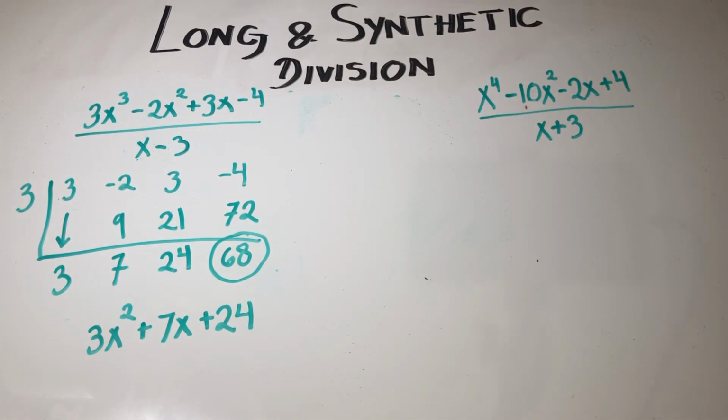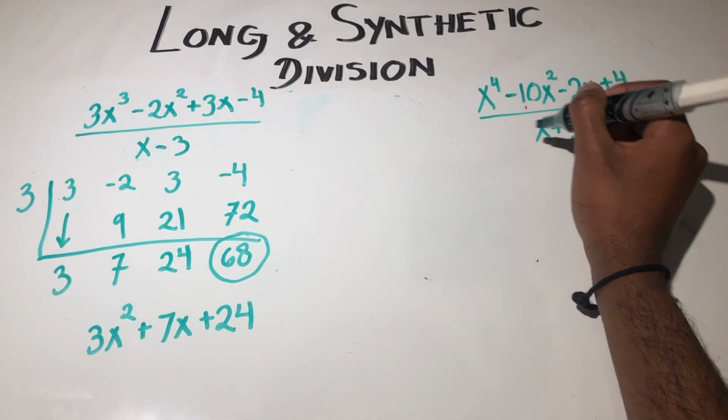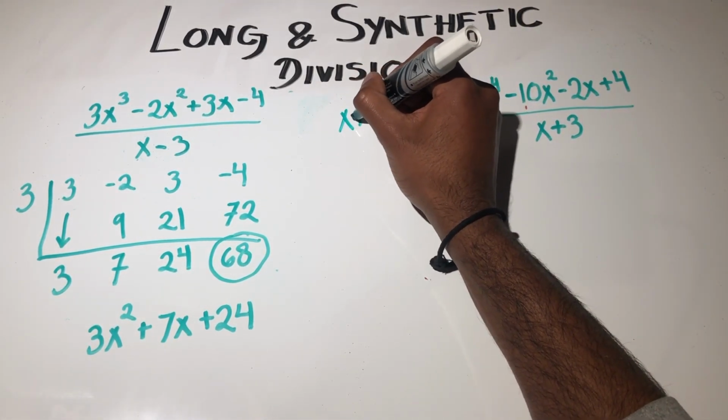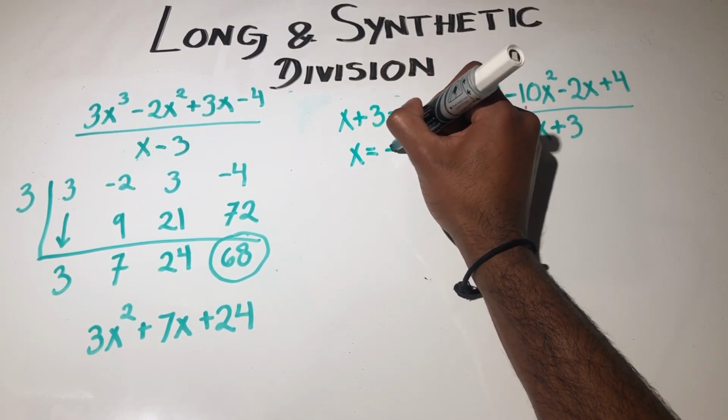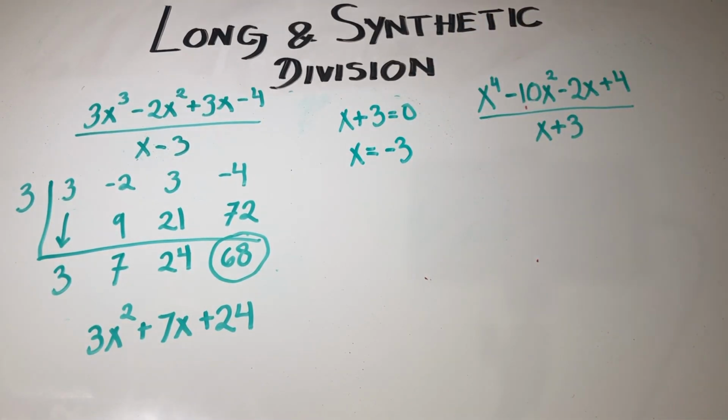Moving on to the next problem, we have x to the power of 4 minus 10x squared minus 2x plus 4 over x plus 3. Now we're going to take our divisor, set it equal to 0, x plus 3. Then we're going to get x equals -3. Or like I said, you can just flip the sign.